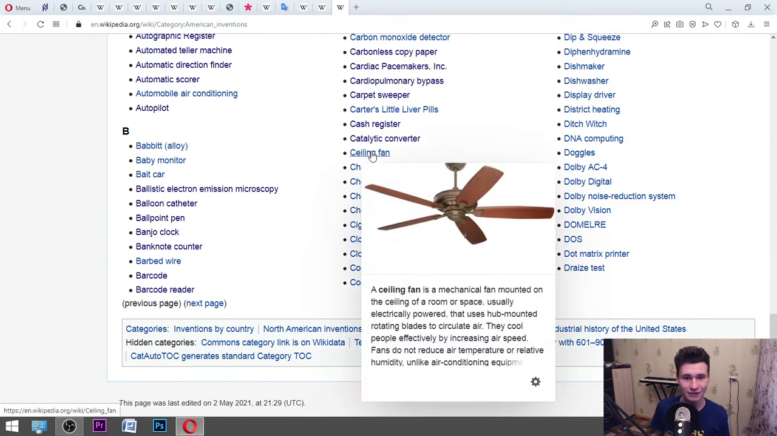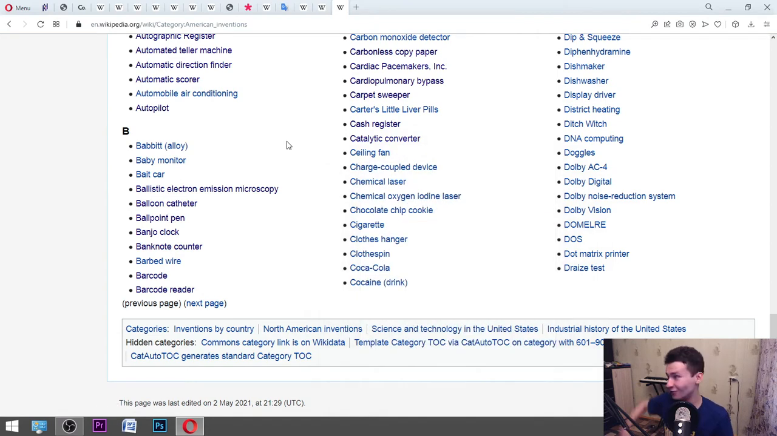It is a mechanical fan mounted on the ceiling of a room or space, usually electrically powered, that uses hub-mounted rotating blades to circulate air. And okay, it is the circulation of the air on the ceiling.